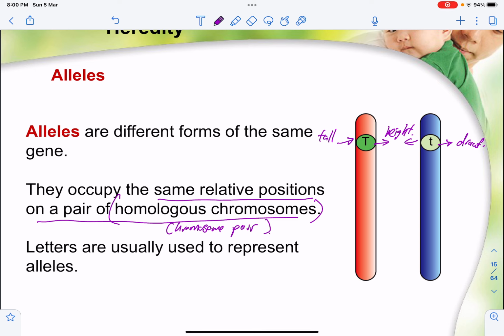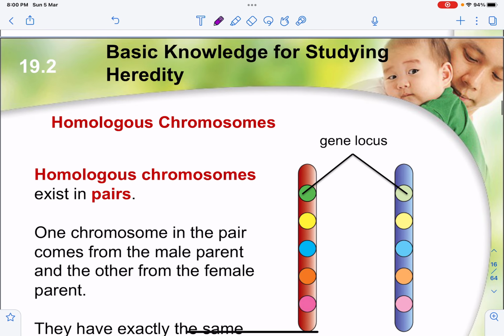Okay, and usually why we say this is because one of the chromosomes would come from the mother, one will come from the father. So there's the maternal, and the other one will come from the paternal. That's why they are in pairs.